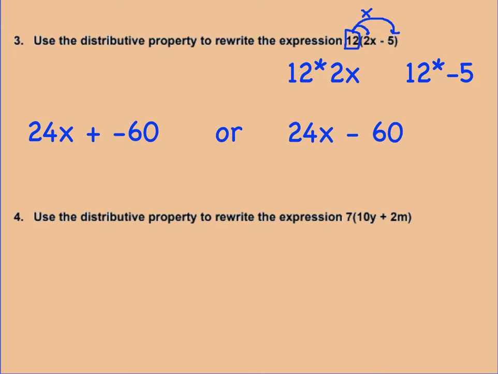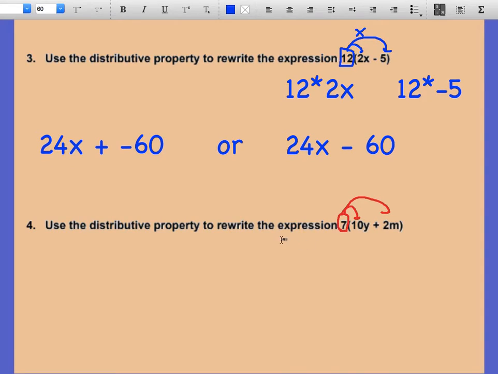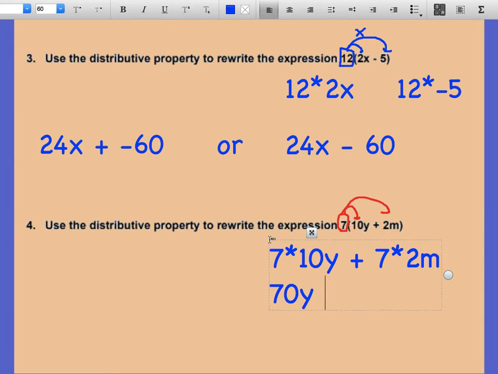Let's check out the next one. So same idea. This 7 is going to get distributed this time. 7 times 10y, 7 times 2m. All right, so let's write down that. So we'll write 7 times 10y plus 7 times 2m. So 7 times 10y, we get 70y. 7 times 2m is 14, so positive or plus 14m.